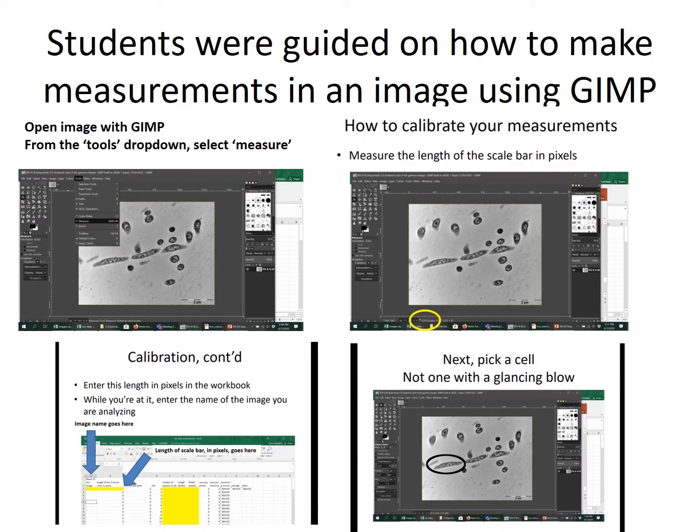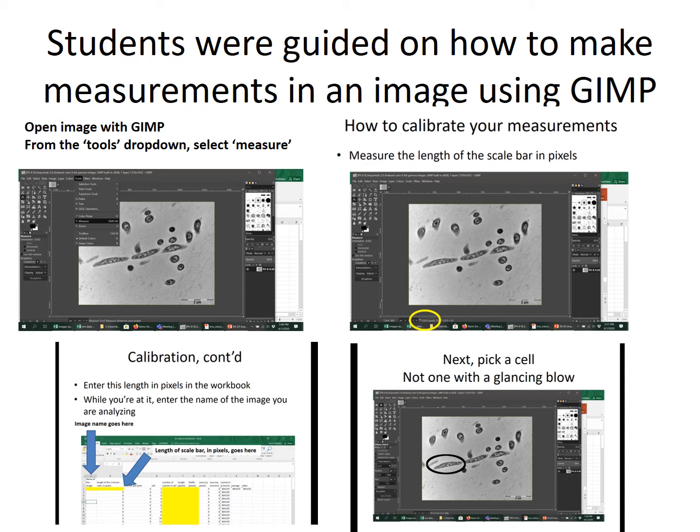The students are guided on how to make the measurements. Using GIMP, I opened up an image and showed them how to use a drop-down tool called Measure that allowed you to actually measure things in a window in GIMP. Now you notice that each image I have has a yardstick in it, and that allowed the students to calibrate how long a line they would draw in their image was.